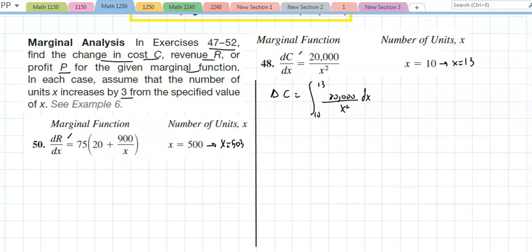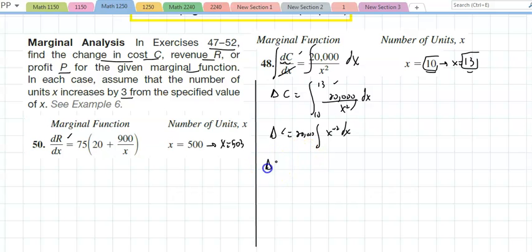And if you notice how we did this before, we cross-multiplied and we integrated to figure out what the actual change is. Then we figure out the change at 13, the change at 10. This is pretty much the same thing. The change in the cost is really, the integral of 20,000 is a constant. I can ignore that, right? So this is x to the negative 2 dx.